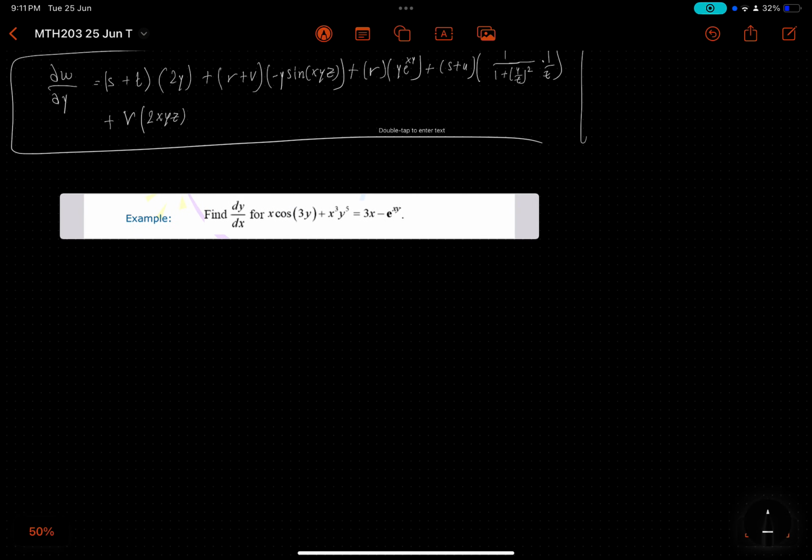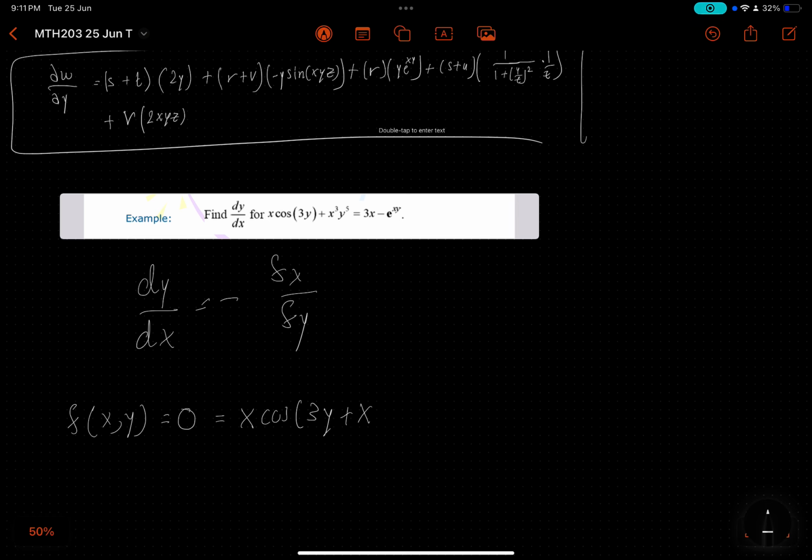Solve. dy over dx, from the formula, is minus fx over fy. And if we want to write f of x, y equals 0, we're going to write x cosine of 3y plus x to the 3 y to the 5 minus 3x plus e to the xy.